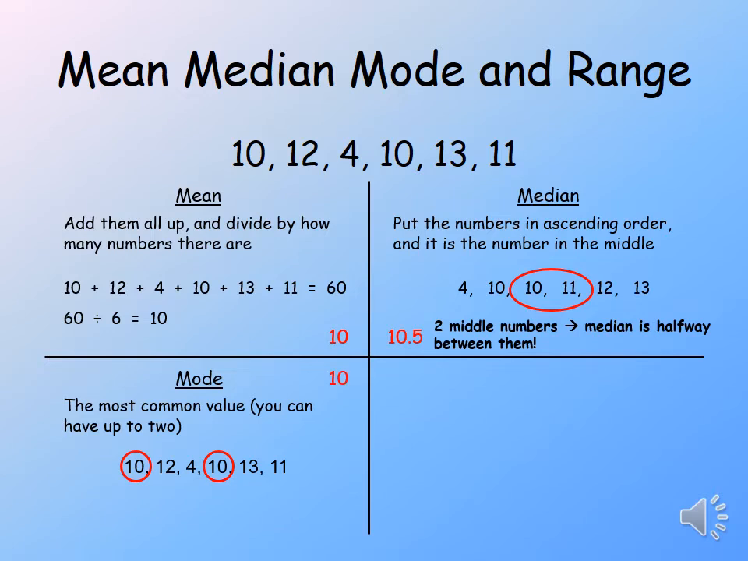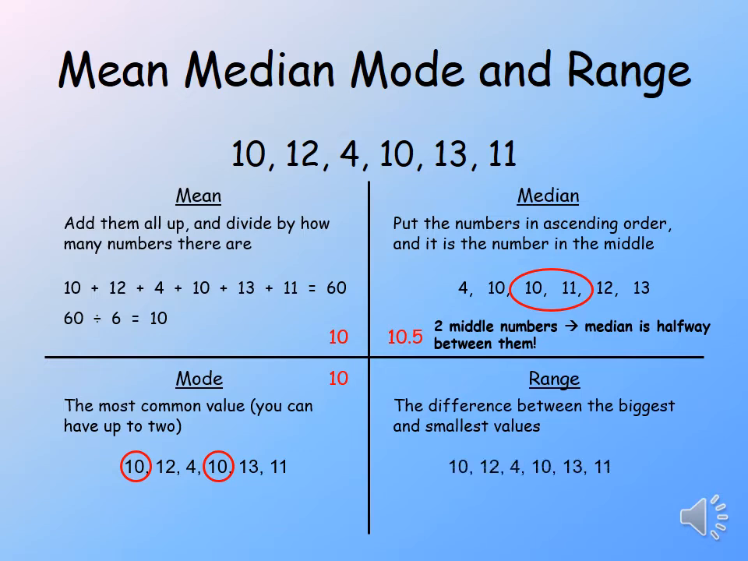Okay, and the final calculation in this section is the range. The range merely means looking at the difference between the highest value and the lowest value. So we look at the data again. The highest value is 13 and the lowest value is 4, so we merely take 4 away from 13 and our answer is 9.